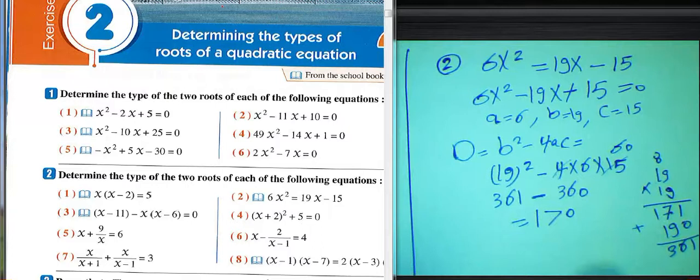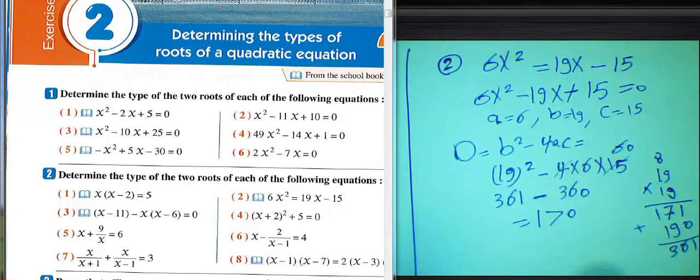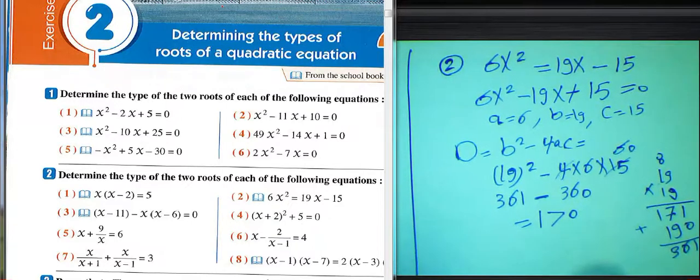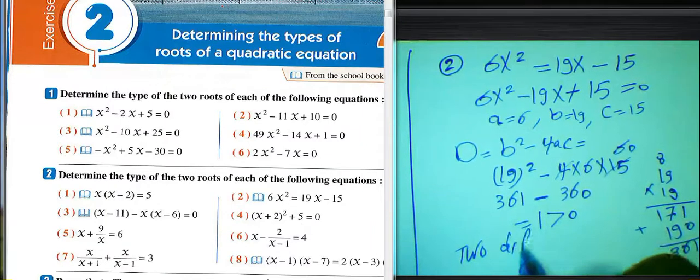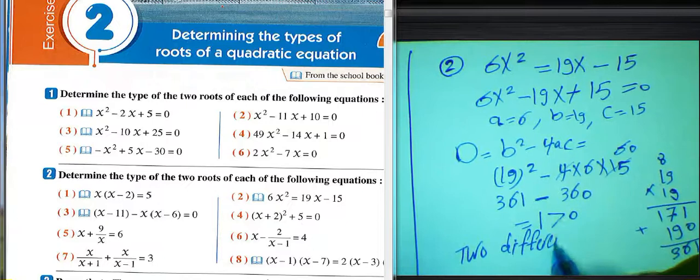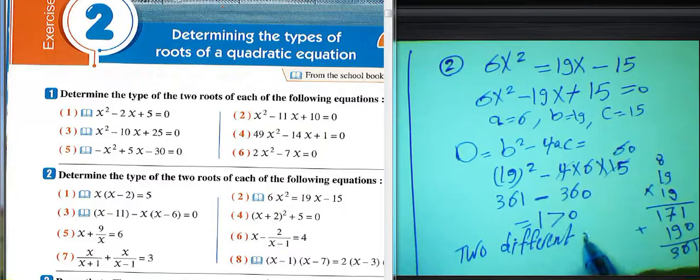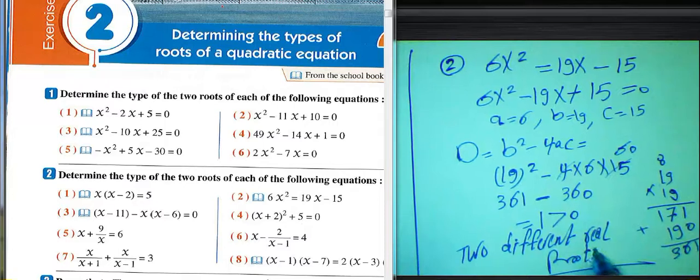So we have two different real roots. Okay.